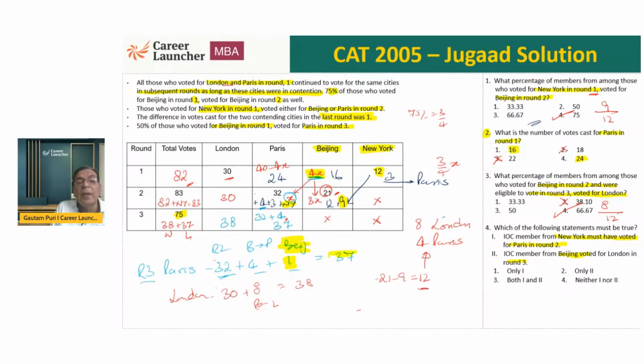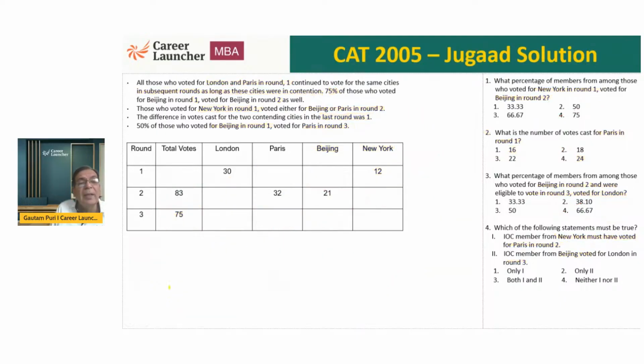The IOC member from Beijing voted for Paris in round 3. Otherwise, Paris will not become 37. Paris will be stuck at 36. But since we needed the total to be 37, we can clearly say the answer is that this is right and this is wrong. If this is wrong, what should be the correct answer? Only one.